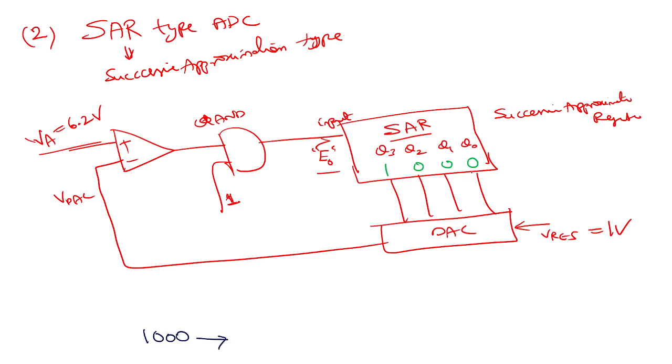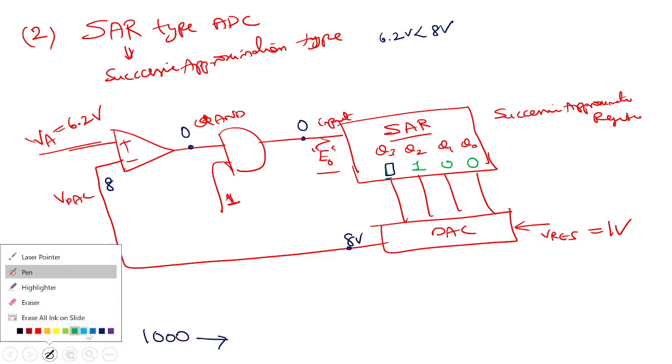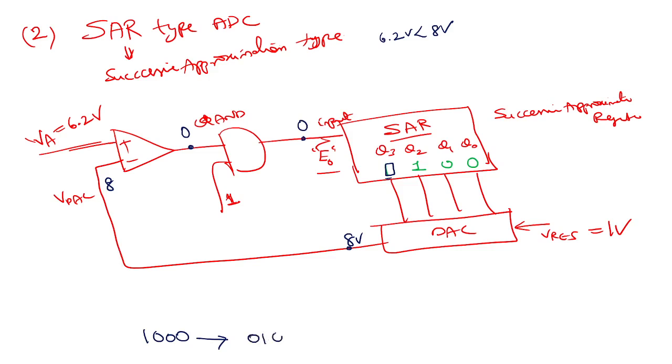Now this is 1000. Based on our understanding, this output is going to be 8 volt, correct? This 8 comes here. 6.2 volts is less than 8 volts, so the output is going to be 0. Then here it is going to be 0. Then it is asking it to reset this to 0 and make the next MSB 1. This is the next state: 0100. Now let's see what will happen to the next state.